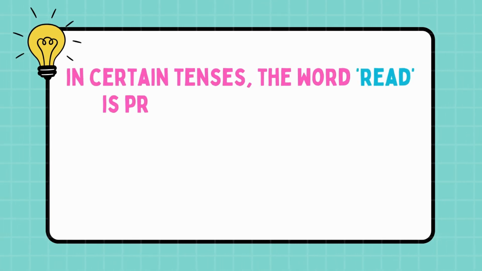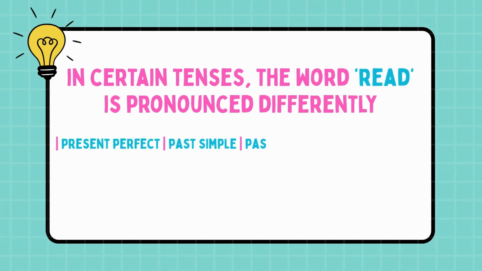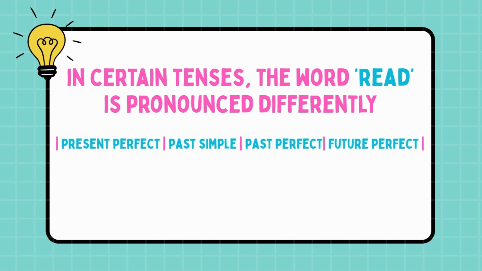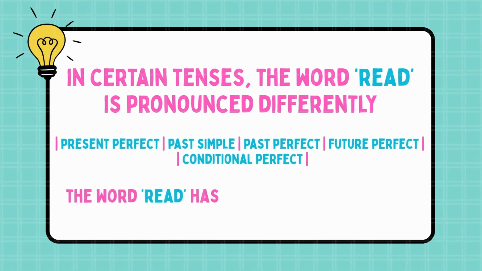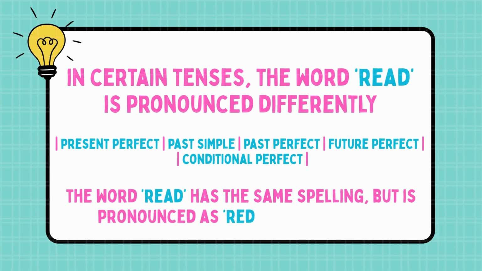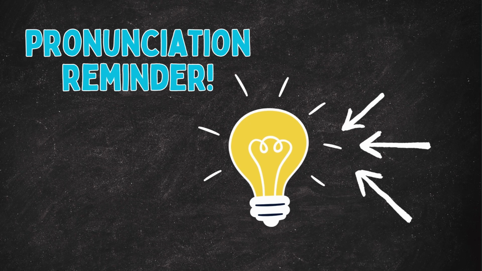In certain tenses, the word read is pronounced differently. In present perfect, past simple, past perfect, future perfect, and conditional perfect, the word read has the same spelling but is pronounced as red, like the color. Watch out for this icon during this lesson. It will remind you that the verb read is pronounced differently in that English tense.